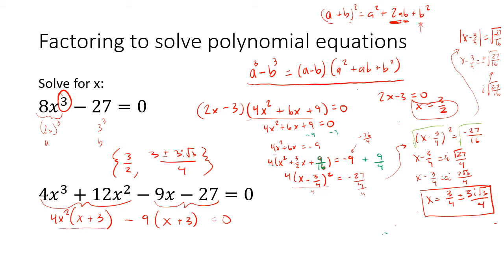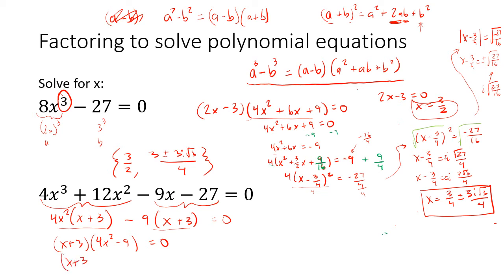Now if we look at these two terms, x plus 3 is in common, and left over is 4x squared minus 9. This 4x squared minus 9 is the difference of perfect squares. Remember how that works. a squared minus b squared is equal to a minus b times a plus b. So in this case, by a similar thought process to the above problem, we have x plus 3 times 2x minus 3 times 2x plus 3 equals 0. So x for this one would equal -3, -3/2, and 3/2.